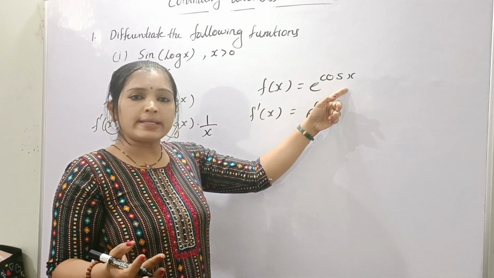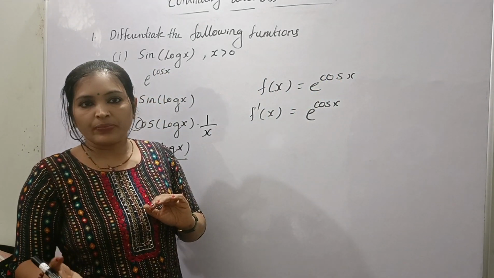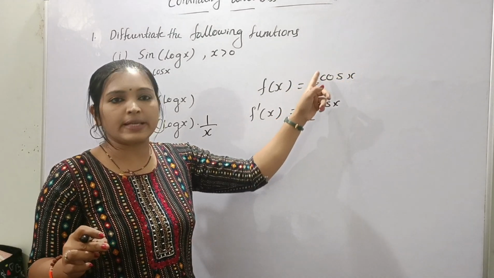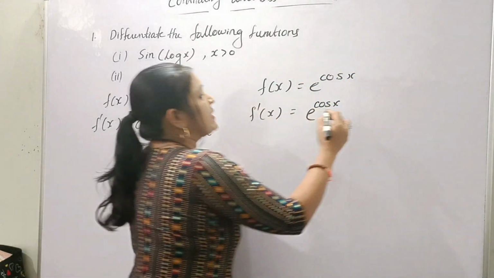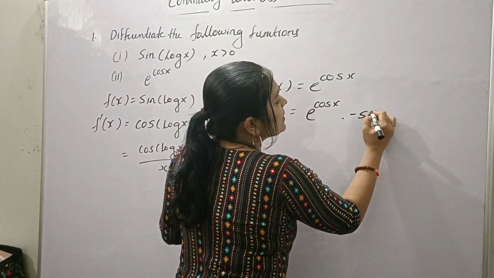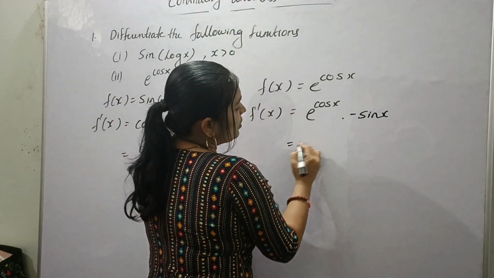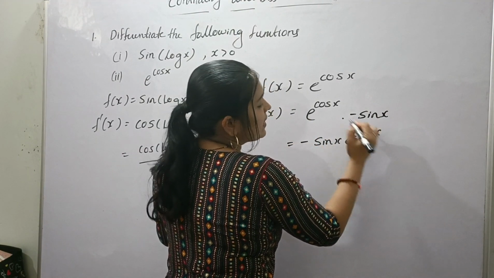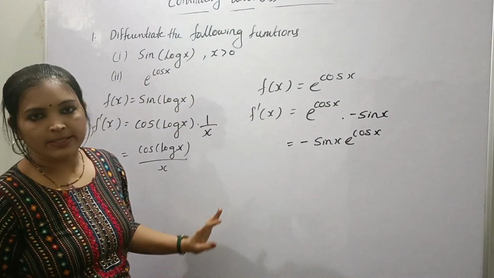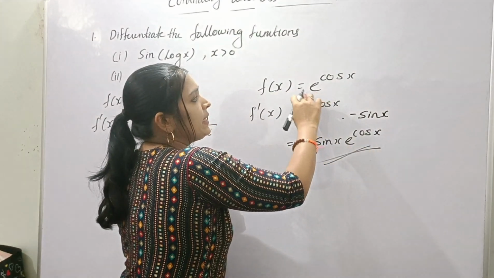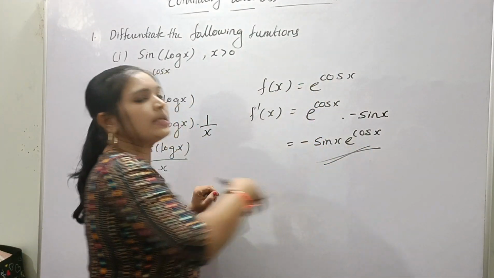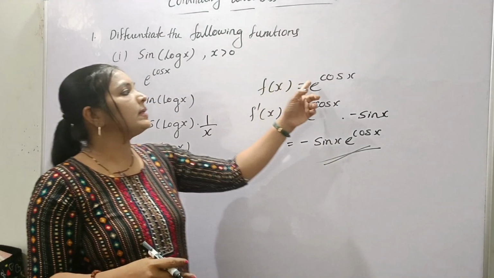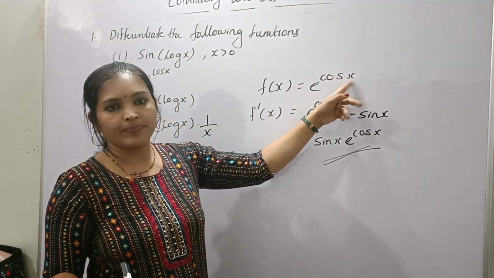So it is e raised to cos x into the derivative of cos x. The derivative of cos x is minus sin x. Therefore, minus sin x times e raised to cos x is the derivative of e raised to cos x. So first we take the derivative of e raised to x, then the derivative of cos x.